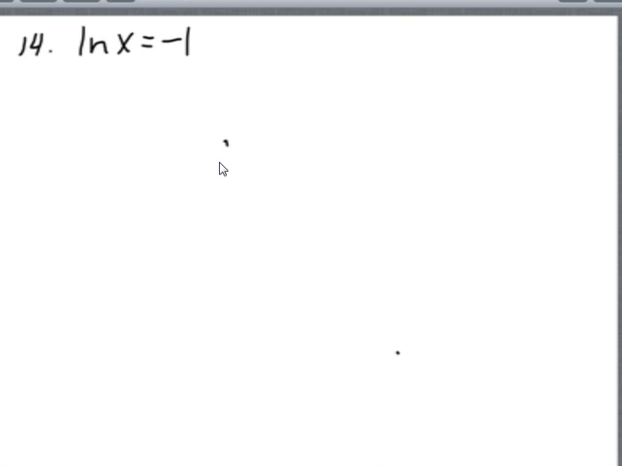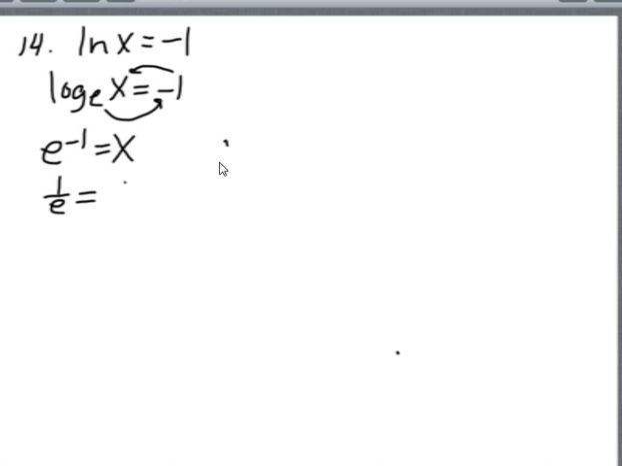And when something's written in exponential form, I want to convert it to logarithmic form to solve. These are all in log form, so I want to convert them to an exponential function in order to solve them. So I think of this as log base e of x equals -1. Then do my little swoop. E to the -1 equals x. What is e to the -1? 1 over e. Now I could also get a decimal form of that, but this is sufficient for the answer. So 1 over e equals x.